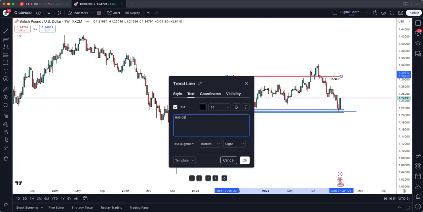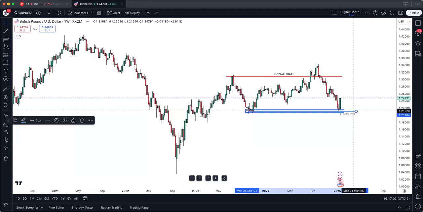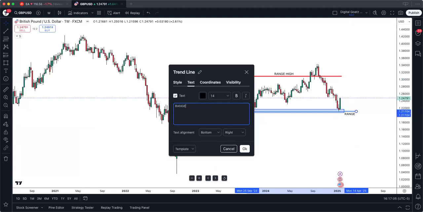You can just mark it with range high. Got a bunch of new features in TradingView, so really get familiar with TradingView. I mean, the quicker you are able to mark up the charts, the better it is for you as a trader. And then we got our range low.